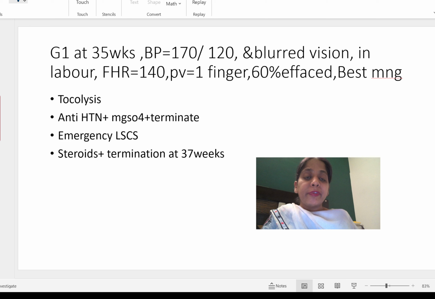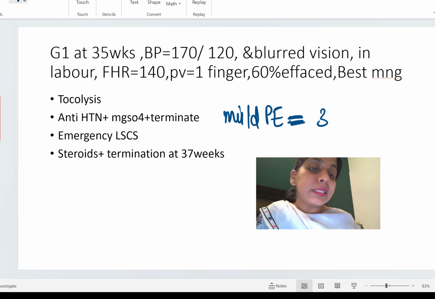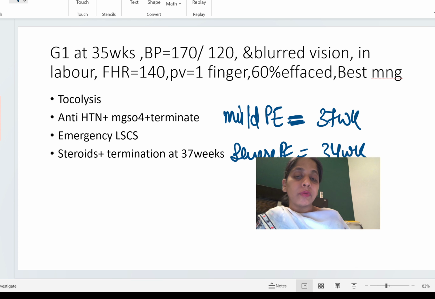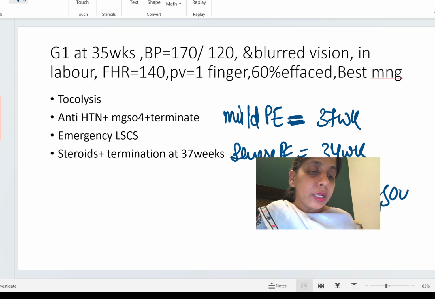So you all know, I have told you that mild preeclampsia is terminated at 37 weeks, and severe preeclampsia is terminated at 34 weeks. So we will not give tocolysis, and we will not give steroids, because steroids are given before 35 weeks. And here we also have to give antihypertensive and mag sulfate. So that was the answer: antihypertensive, mag sulfate, and terminate.